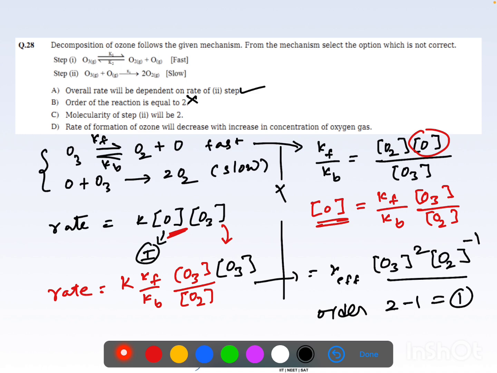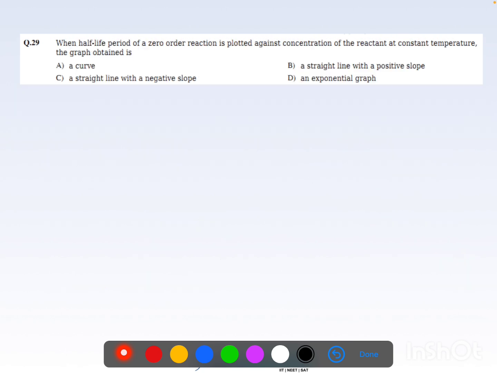Molecularity of step 2 will be 2. It is also correct. For an elementary reaction, molecularity will be the number of moles of the reactants involved, and it is also correct. Rate of formation of ozone will decrease with increase in concentration of the oxygen gas. Yes, from this rate law you can understand that rate is inversely related to O2 concentration. So this is also correct. So the wrong statement is B. This is the correct answer.